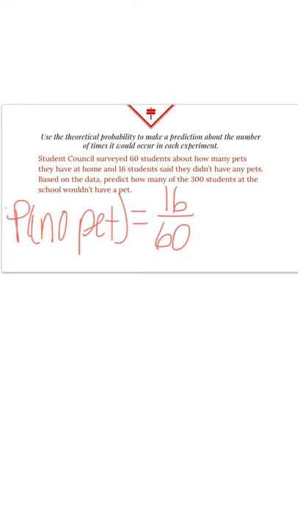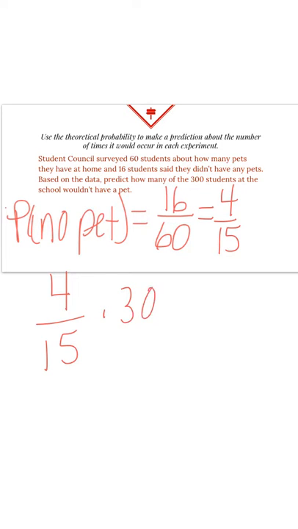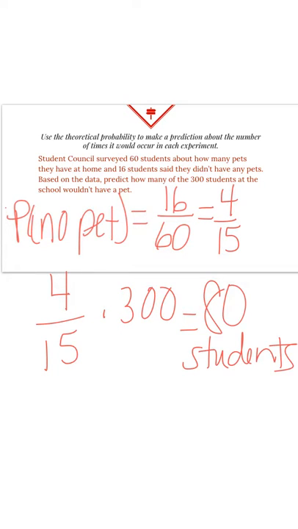You can reduce that fraction by dividing by 4 on the top and the bottom, and you will get 4/15. Now we need to find out how many would that be out of 300 students. So all you need to do is multiply 4/15 times 300. And when you do that in your calculator, you get that 80 students would not have a pet.